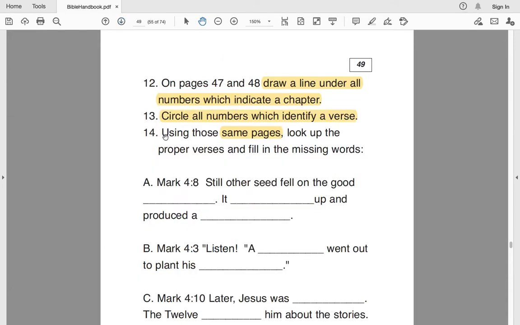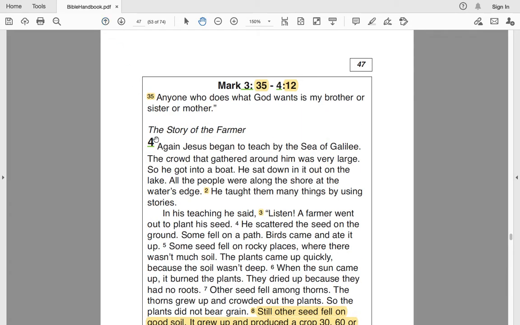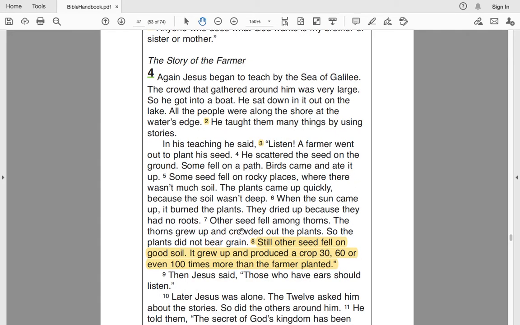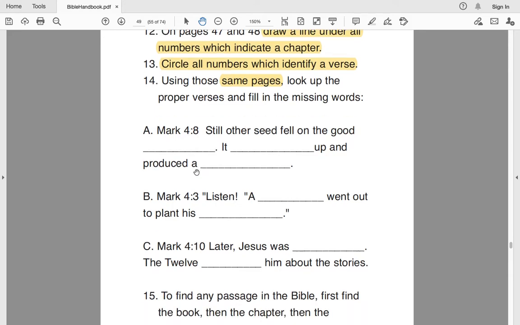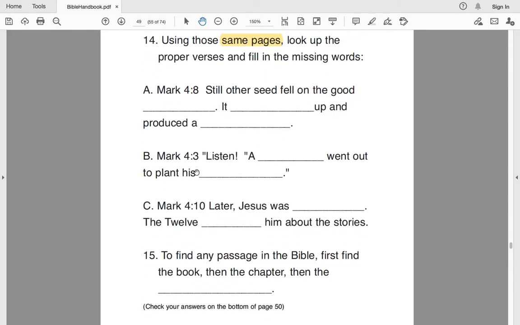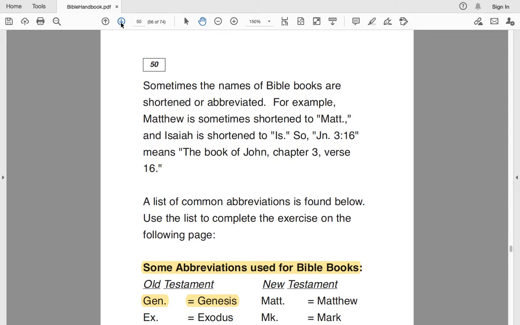Question number 14 says, using those same pages, look up the verse and fill in the blanks. So for letter A, I go back to Mark chapter 4, verse 8. Mark chapter 4, verse number 8. I would use this passage on page number 47 to respond to letter A on page number 49. Letter B and C, I do the same thing. The rest of the questions, 15 and 16, respond to chapter and verse information on the last pages.